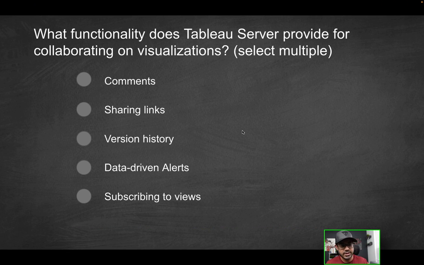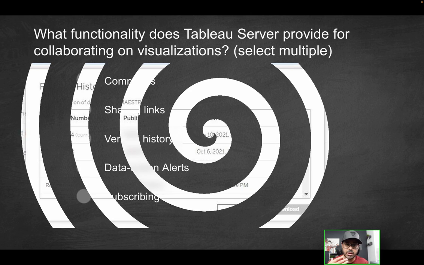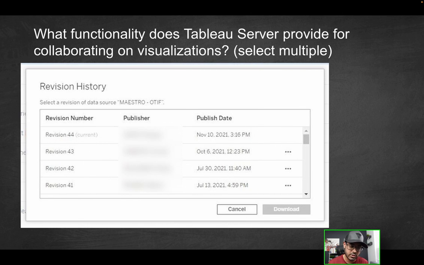So, all the different features as it pertains to this question, right? What functionality does Tableau Server bring? Can you make comments? Yes. Can you share links? Yes. Version history, we didn't cover that, but yes, when you have Tableau Cloud or Tableau Server, there's an ellipsis on the top right of your workbook where you can go and look at previous versions, and if you wanted to, you could revert back to a certain version.